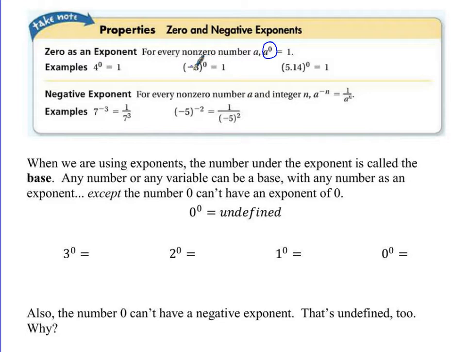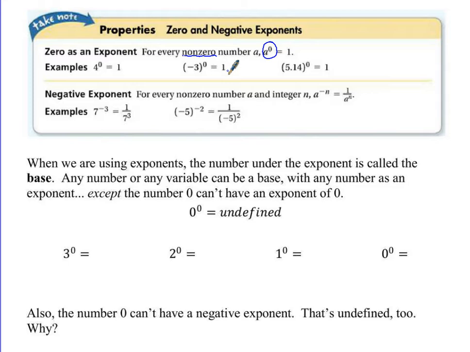And notice how they use parentheses around that negative 3. We're going to have to talk about when to use and when not to use parentheses around negative numbers. 5.14 to the 0 power is 1. Pi to the 0 power is 1. Anything to the 0 power is 1. Automatically. Except for 0? Yeah. That's every non-zero number. If you have 0 to the 0 power, that's actually undefined. Just like slope, if you have division by 0, you wind up with an undefined slope. You can't have 0 to the 0 power.